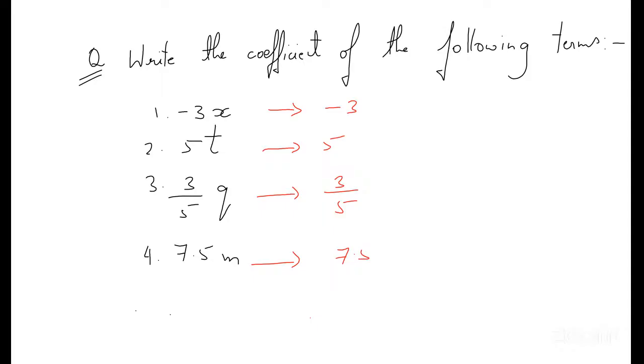7.5. So this is how we work this out. Whatever term we have, the number part in it automatically is going to become its coefficient. Hope that was clear to you all. Yes, ma'am. Good. Now, I'm going to give you some terms, and you have to identify like and unlike terms out of them.